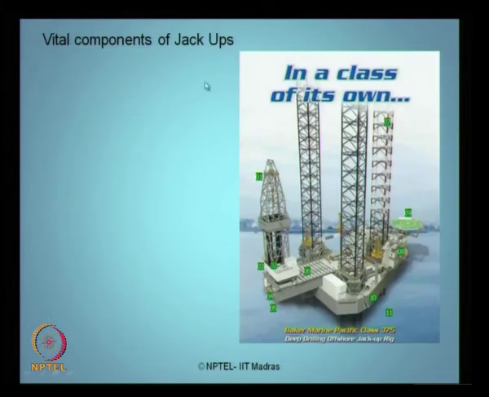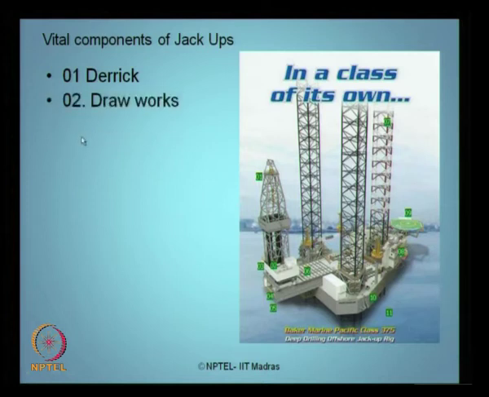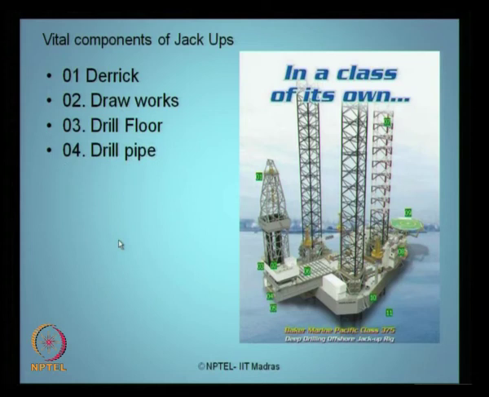Some of the vital components of jack-up rigs are shown in this figure. For example, part number 1 what you see here is a derrick. This is what we call the derrick of a jack-up rig. Part number 2 is the drawworks which are used for oil exploration. Number 3 shows you the drill floor where you are going to do the drilling operation for this jack-up rig. Number 4 is of course a drill pipe, which is not seen in this photograph very clearly. Number 5 is a drill string.